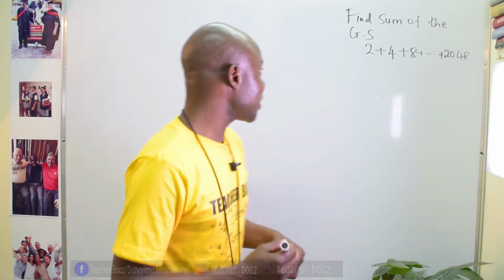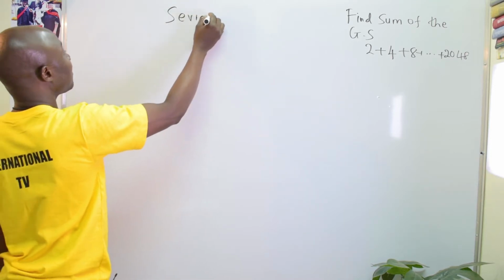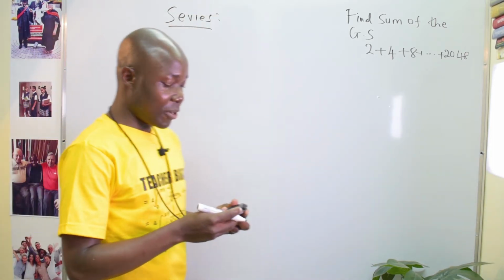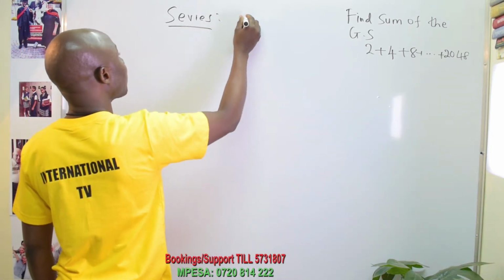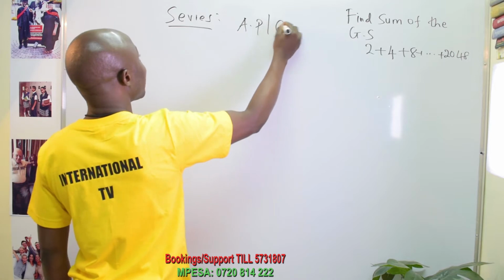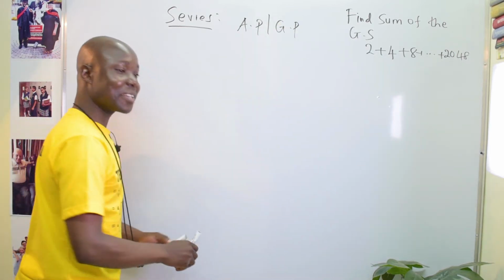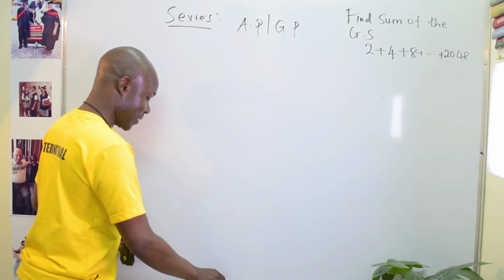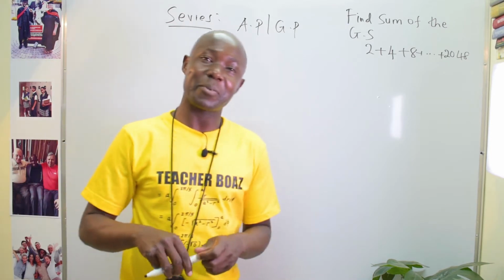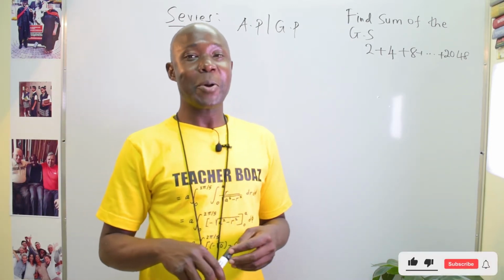Today, I want to teach you something on series. Now, when I talk about series, we are going to debate about the AP and the GP. The AP-GP means the arithmetic series or arithmetic progression, and the geometric series or geometric progression.